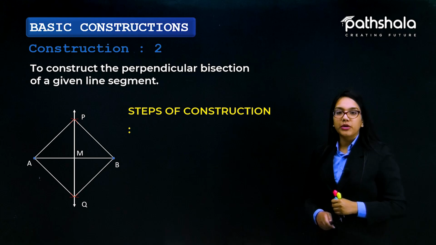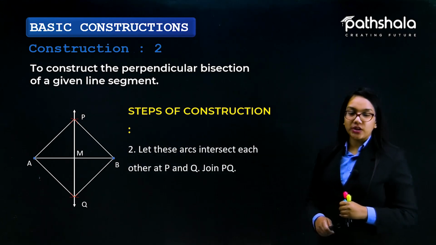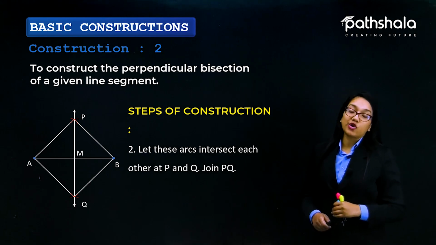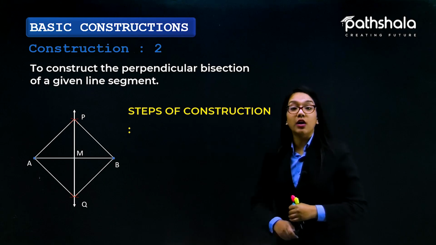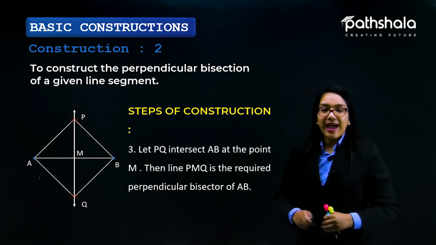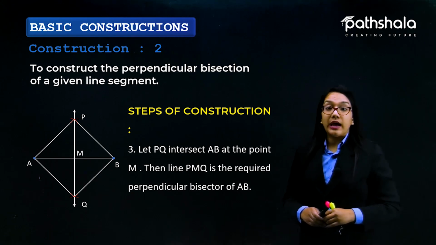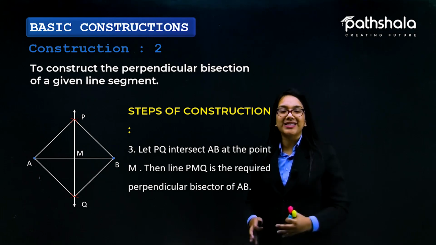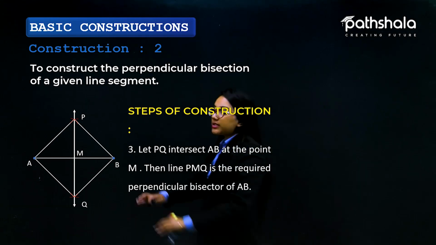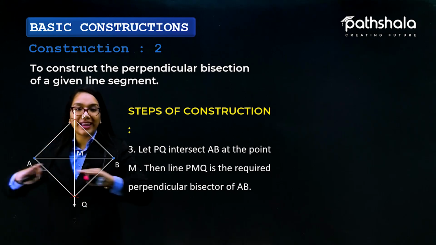Let's just see step number 2. Step number 2 was: let these arcs intersect each other at the points P and Q and join P and Q, and further after joining P and Q we can say let PQ intersect AB at the point M, and then line PMQ is the required perpendicular bisector of AB. So this is nothing but the required perpendicular bisector of AB.